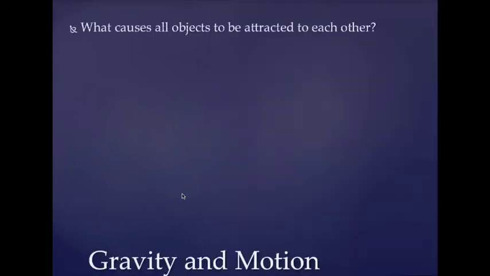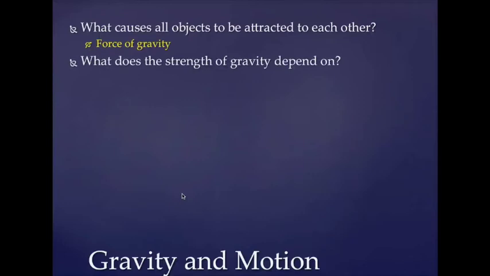Gravity and motion. What causes all objects to be attracted to each other? It's going to be the force of gravity. What does the strength of gravity depend on? Two things: the mass of the objects and the distance between them. We have some fairly massive objects in the universe. Their gravity doesn't affect us because they're way too far away. But then we also have some objects that are very close.